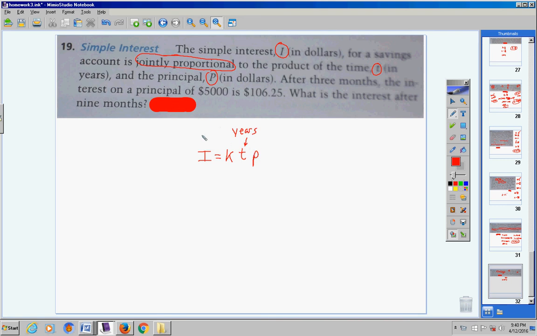And your P stands for your principal, how much money you're investing or putting into your savings account. Now, what is the interest after 9 months? Well, guys, we cannot answer that question unless we write a model first and find K. In order to solve for K, we have to know what I, T, and P are. Well, they give us a nice scenario right here. After 3 months, there's your time. A lot of you are going to put 3 for T, and that's wrong. T has to be in years. So 3 months is 1/4 of a year, 0.25.